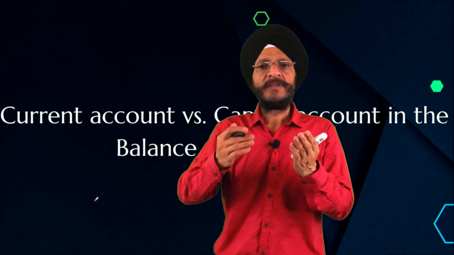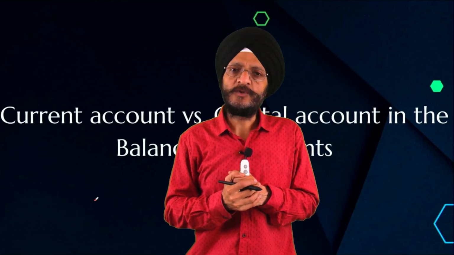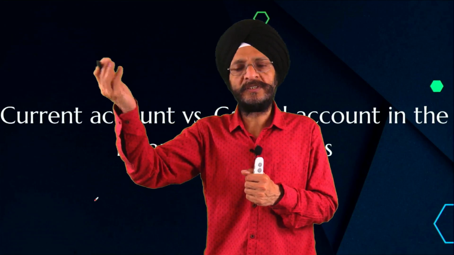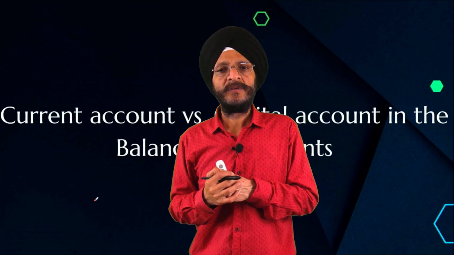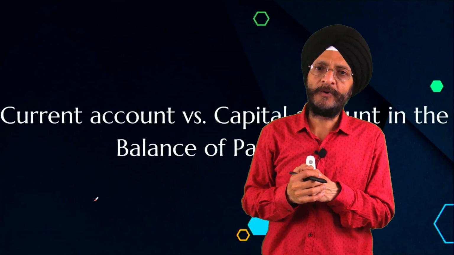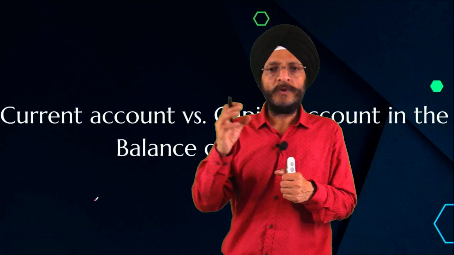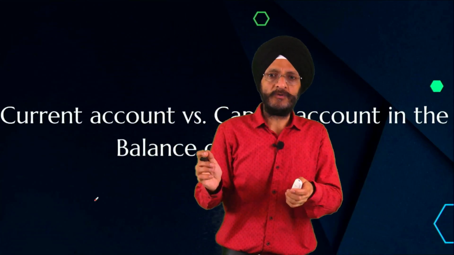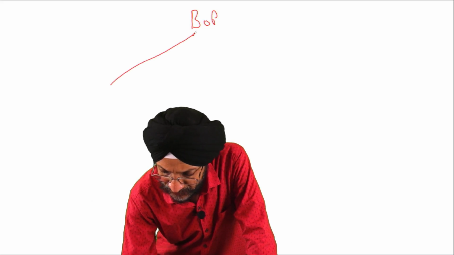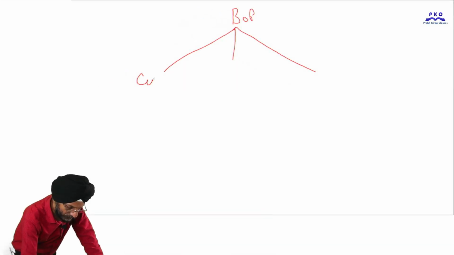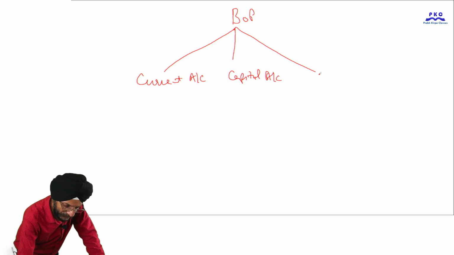We receive loans from the rest of the world. We also give loans to other countries. We receive investments from abroad. We also make investments abroad. So balance of payments is a very broad concept, and balance of payments has three components: current account, capital account, and financial account.